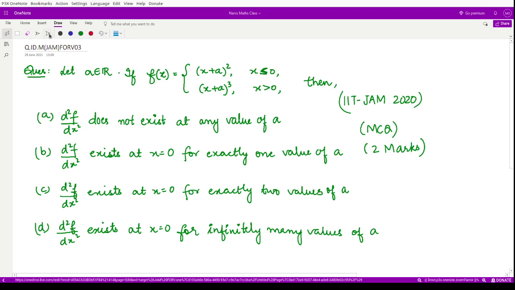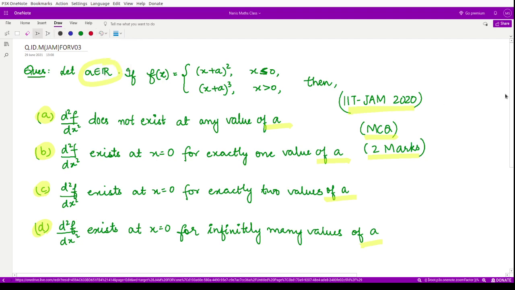In this video, we shall be discussing a question from JAM 2020, and this is an MCQ type question consisting of 2 marks. It says, given this function where a is any real number, which among these 4 is correct? So we are to calculate its second derivative first of all, and then we are to suggest for which values of a this derivative exists. Is there a single number, or there isn't any number, or there are two numbers, or there are infinitely many numbers for which this second derivative exists? So this is what they are asking in this particular question.